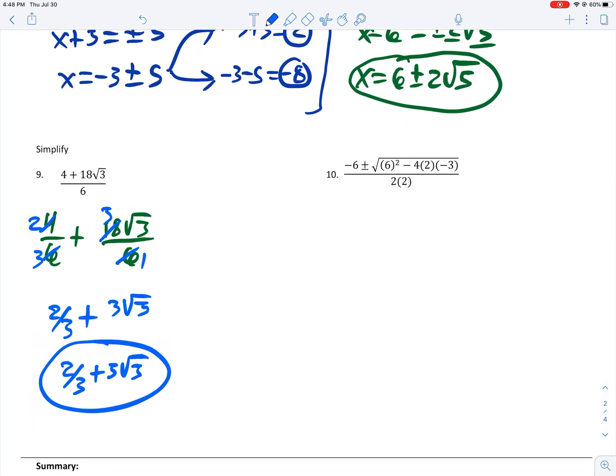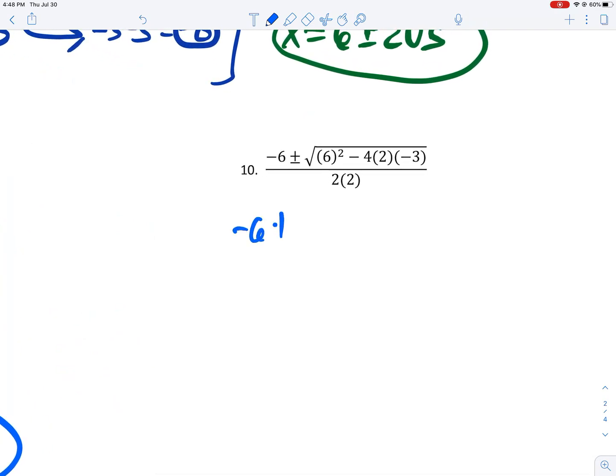Okay, 10 is a couple steps before 9, so we're going to simplify it. So negative 6 plus or minus, right? We're going to go 6 squared is 36. So 36. Now this is where most students mess up, right here. This is the part. Negative 4, 2, negative 3. So it's a positive number because there's 2 negatives. The good thing about multiplication, it doesn't matter the order once you multiply. So you could do 4 times 2 times 3. You could do 2 times 3 times 4. You could do 3 times 2 times 4. I don't care. Just multiply the 3 numbers together.